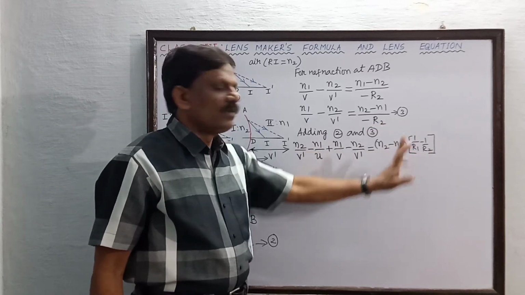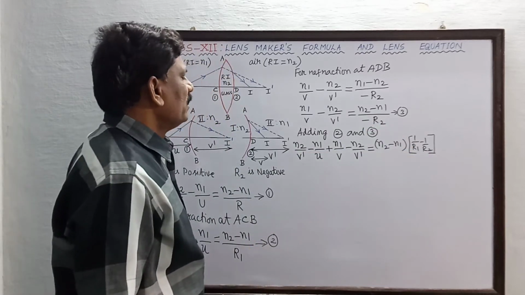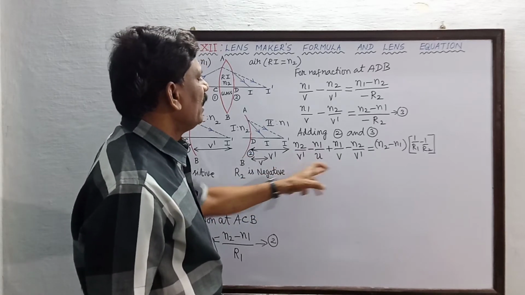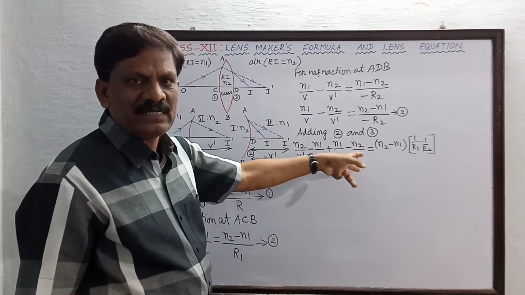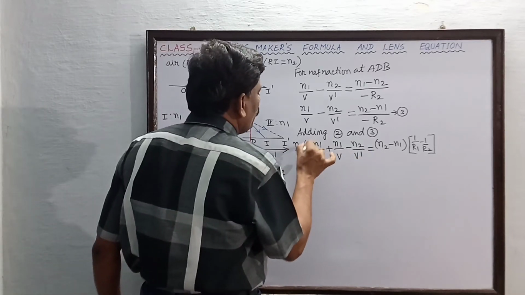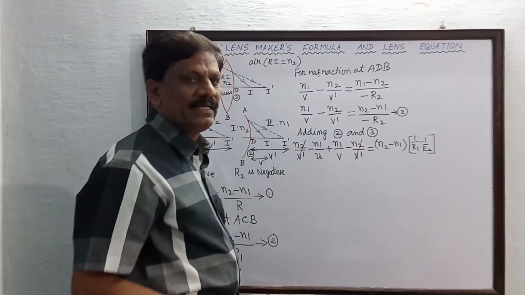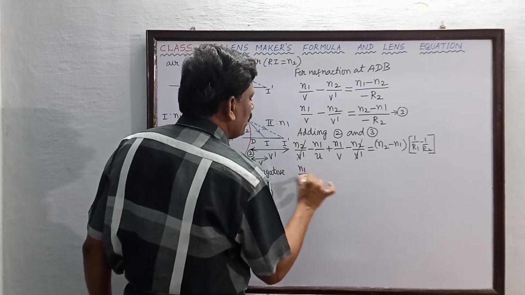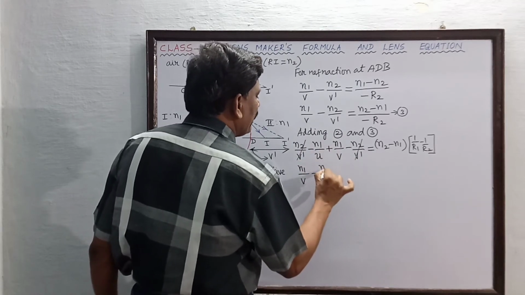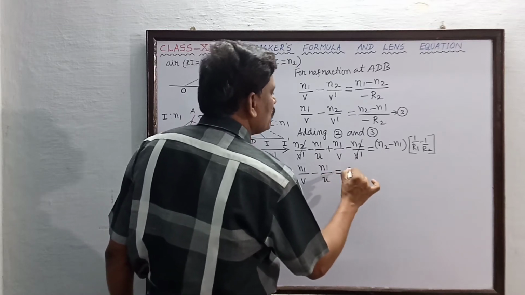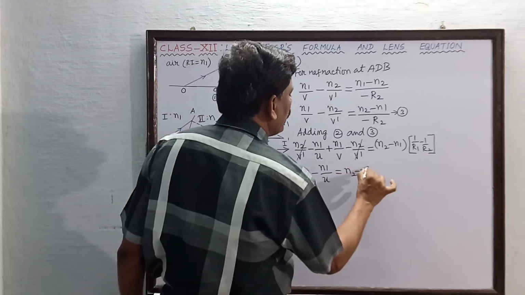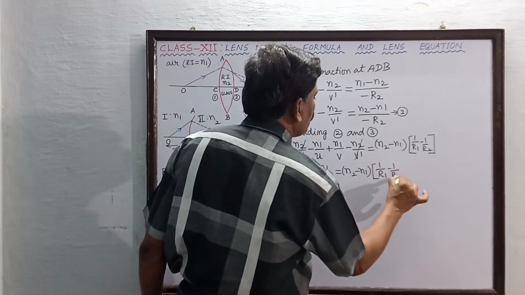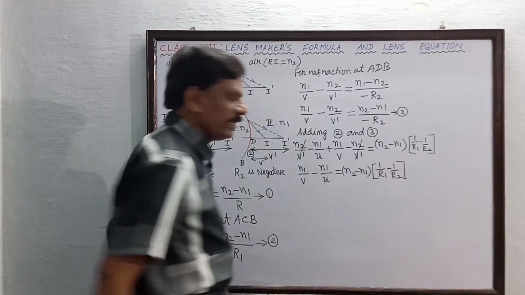So 1 by r1 minus 1 by r2. Now you see here which terms get cancelled: n2 by v dash and minus n2 by v dash. Shall I cancel these two? So this n2 by v dash minus n2 by v dash is getting cancelled. What is the remaining factor in correct order if I write? So this will become n1 by v minus n1 by u is equal to n2 minus n1 into 1 by r1 minus 1 by r2. So in this order you write.